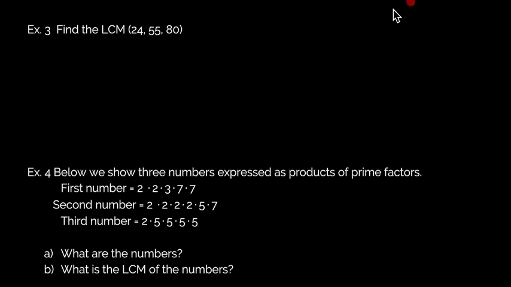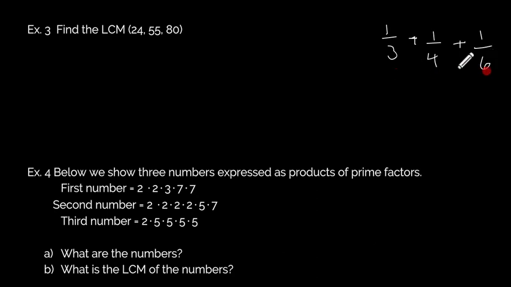Like, what if we were adding fractions like 1/3 plus 1/4 plus 1/6? We would need to find what's called the least common denominator, which is the same thing as the least common multiple. It's the number that 3, 4, and 6 will all go into. And when you guys are looking at this, you probably know that the number that 3, 4, and 6 all go into would be 12.